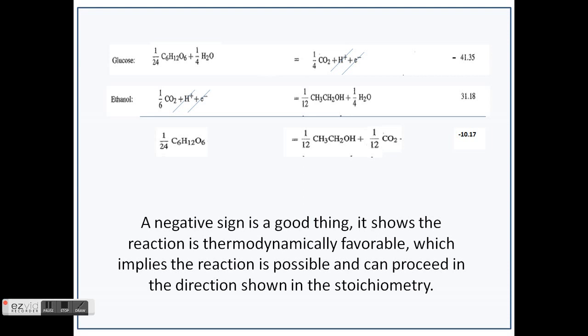But being thermodynamically favorable does not necessarily mean this reaction can take place. There's something else we have to consider. That's the activation energy, which has to be overcome. So you can have a thermodynamically favorable reaction which will still not proceed because the activation energy is too high. But it's a good thing to know that a reaction is a possible reaction.